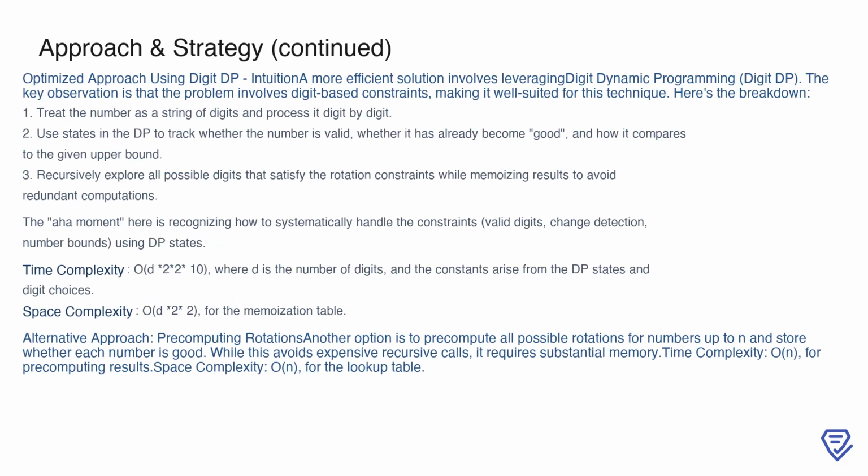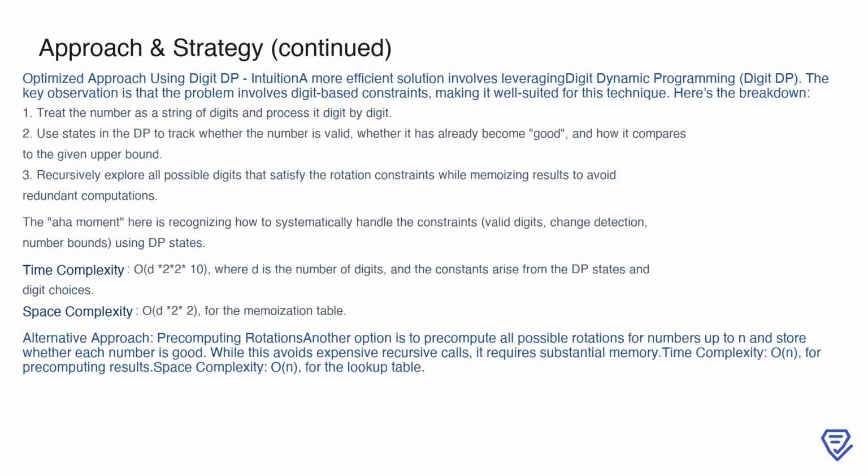A more efficient alternative to brute force is the digit dynamic programming, or digit DP, approach. This method capitalizes on the fact that the problem revolves around constraints tied to individual digits, making it a perfect candidate for digit-based dynamic programming. The idea is to treat the number as a sequence of digits and evaluate it step by step. Using DP states, we can track critical information, such as whether the number remains valid, whether it has already transformed into a good number, and how it compares to the upper limit n.